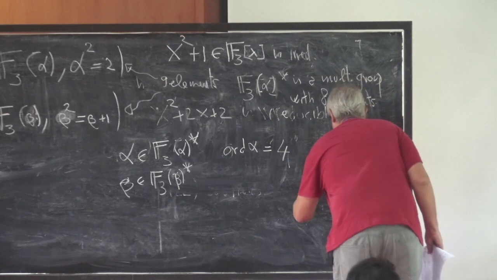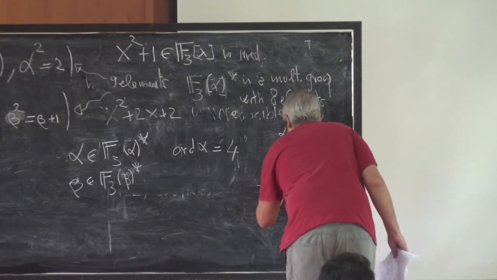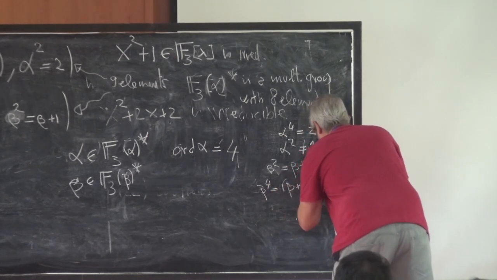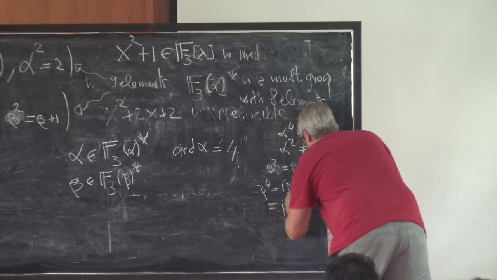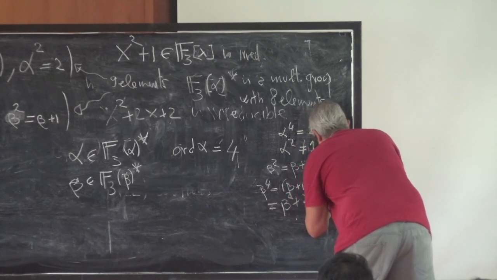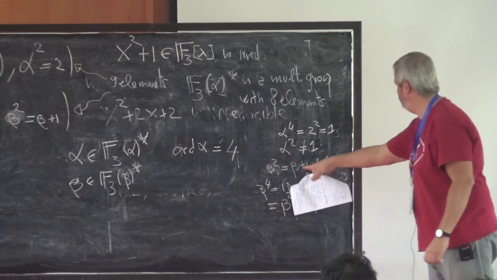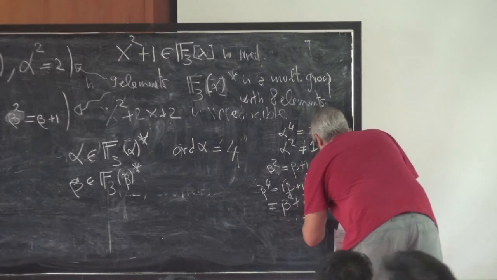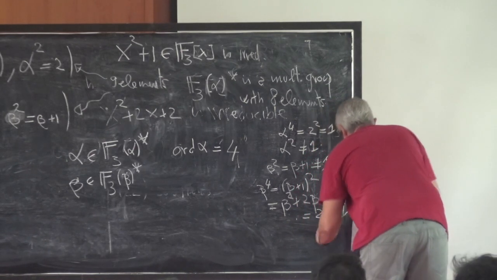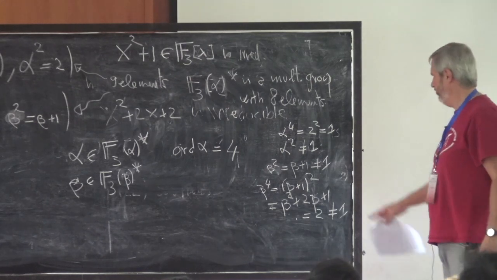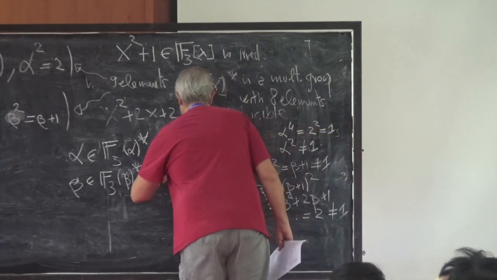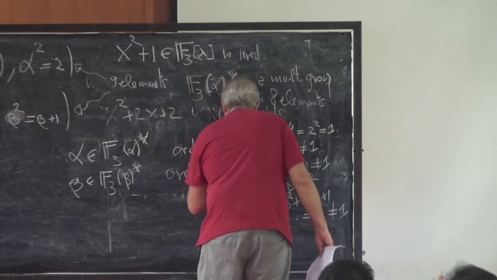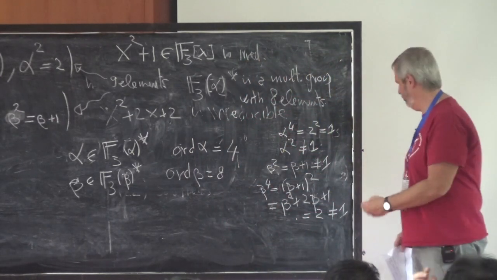But if we take beta to the power of 4, this is the same as beta plus 1 squared, which is beta squared plus 2 beta plus 1. And beta squared is again beta plus 1. And so what do you get? This is 2, which is again not 1. All right? So what is the order of beta? 8. 8, just by exclusion, right? It's not 2 and it's not 4.